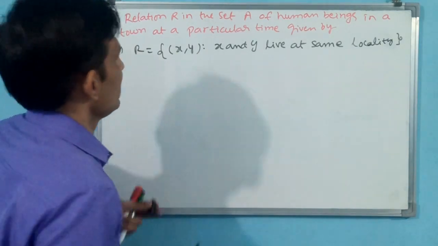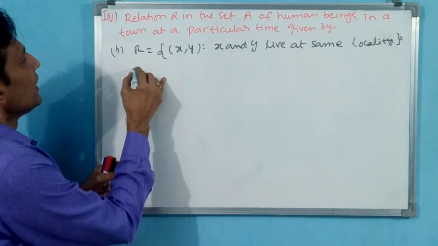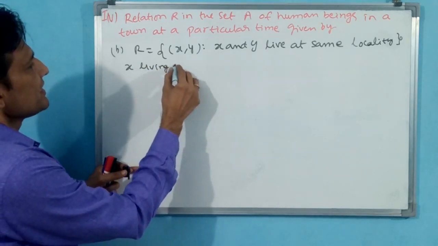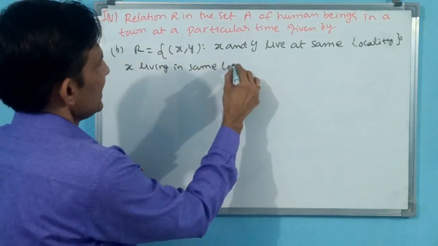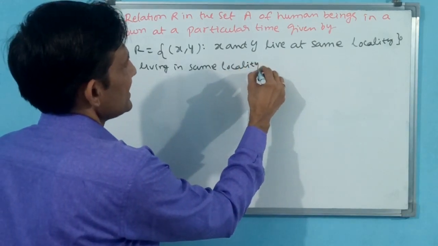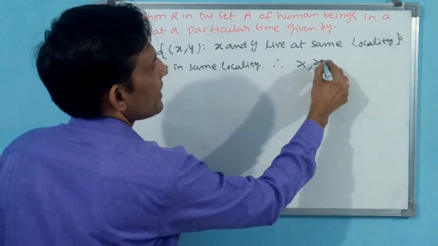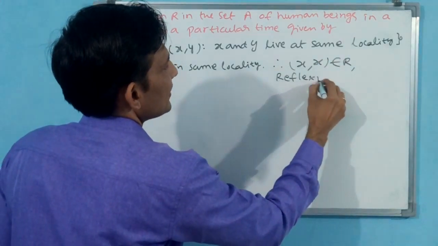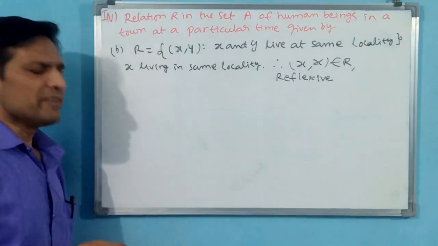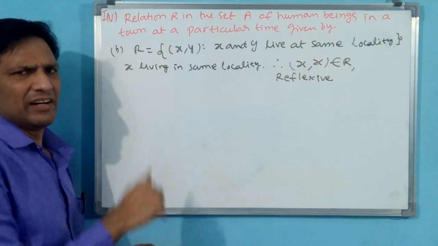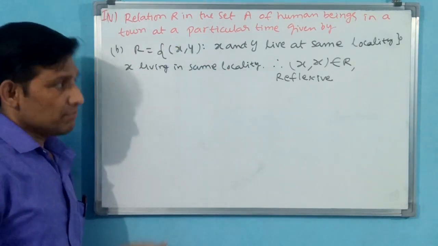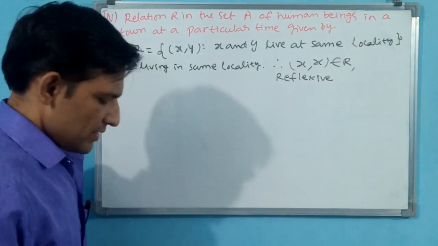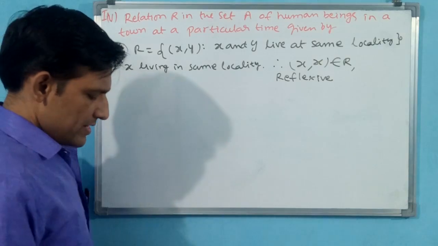Okay. You write X living in the same locality, therefore X comma X belongs to R, reflexive. Living in the same locality means X, Y, Z all will come. Why? Because this is a set of human beings residing in one area. That is why this is reflexive. There is no doubt to write reflexive.